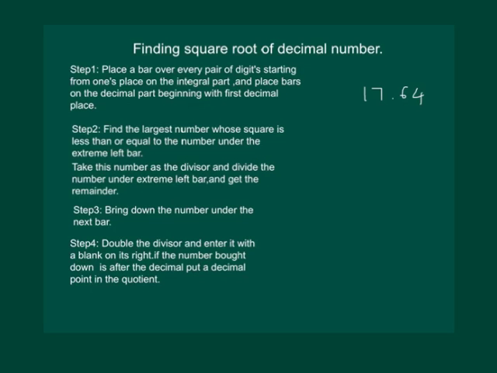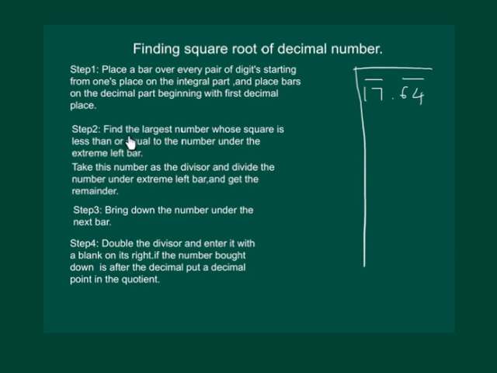For the integral part, we have to start from the ones place. So we put a bar backward. And for the decimal part, we have to start from the first decimal place. So we start from the first decimal place.